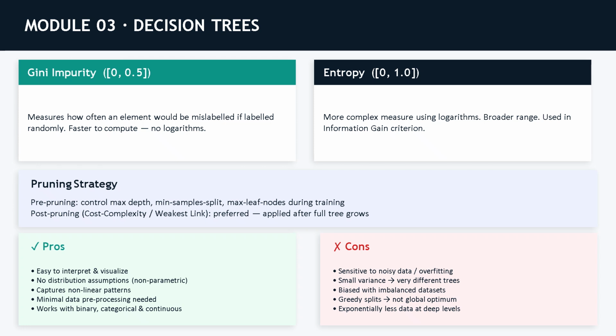Decision trees are highly interpretable, need minimal preprocessing, and handle non-linear patterns naturally, but they are sensitive to noisy data and can vary wildly when small changes are made to the training set.